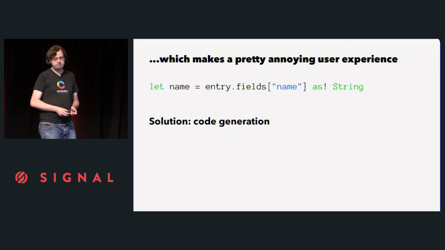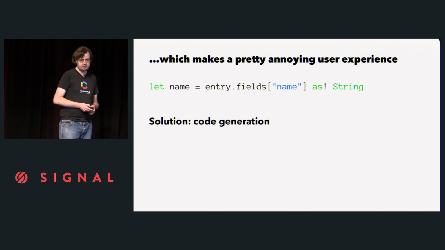which doesn't make a good user experience. First, this is stringly typed: we ask for a name, what happens if it's not there? And we actually have to cast it to the right type manually. This happens for every field, of course, and in Contentful these things can also be nested. So this is not really a good way to work with it.